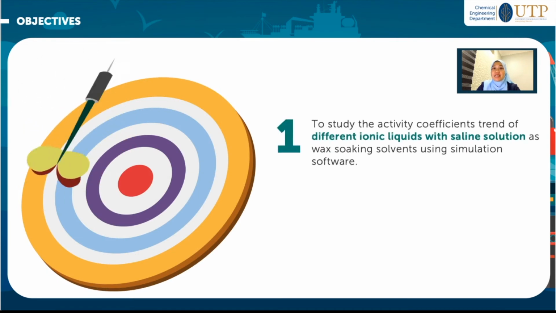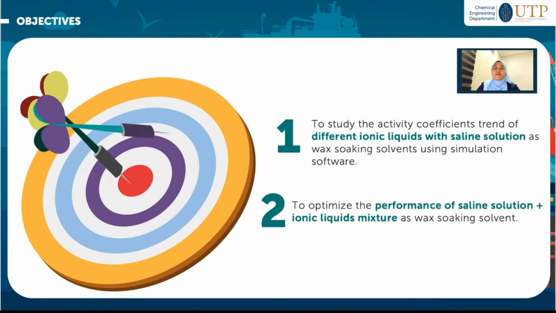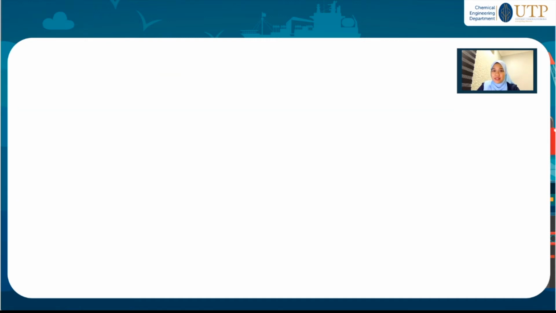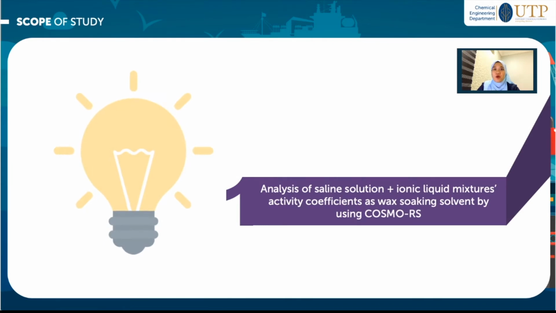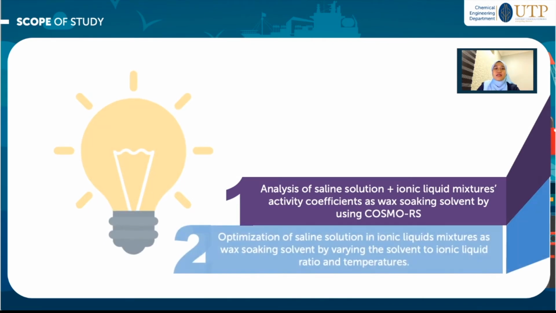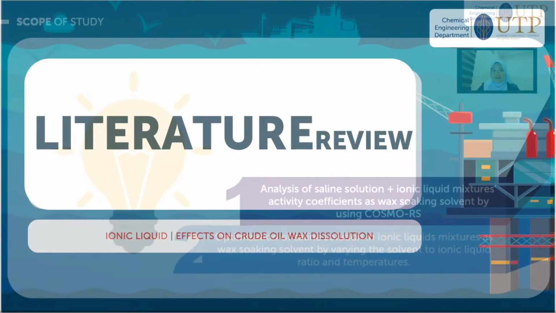First is to study the activity coefficient trend of different ionic liquids with saline solution as wax soaking solvent using a simulation software, and to optimize the performance of saline solution plus ionic liquids mixture as wax soaking solvent. The first objective can be achieved by using a simulation software called COSMO-RS, while the second objective can be achieved by varying temperatures as well as solvent to ionic liquid ratios.